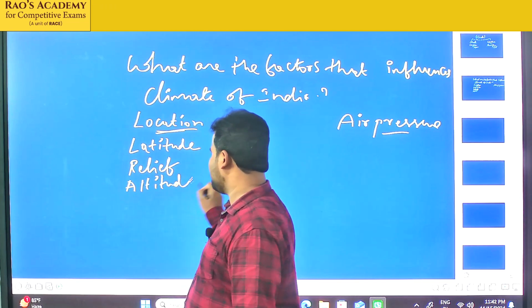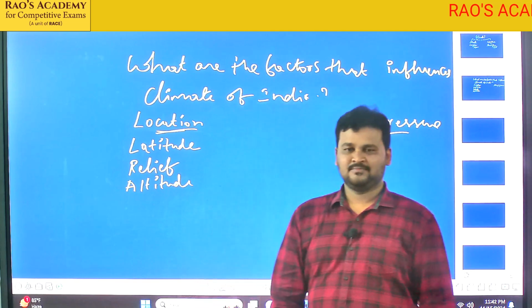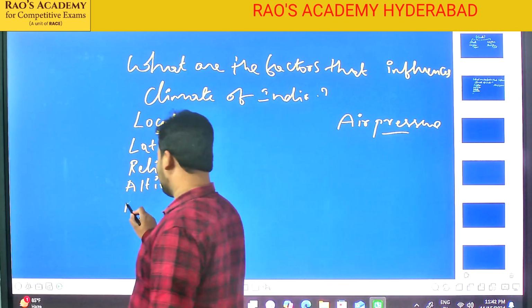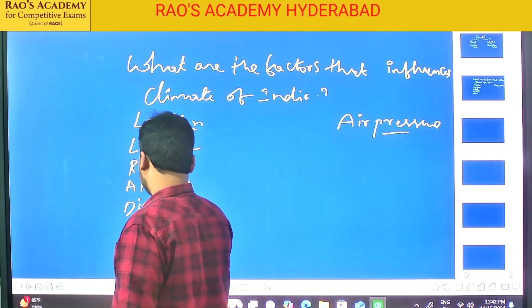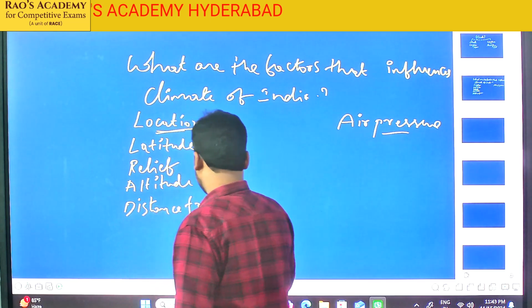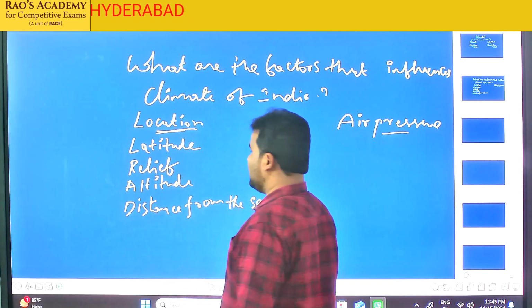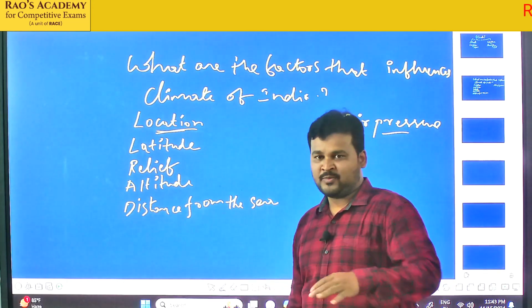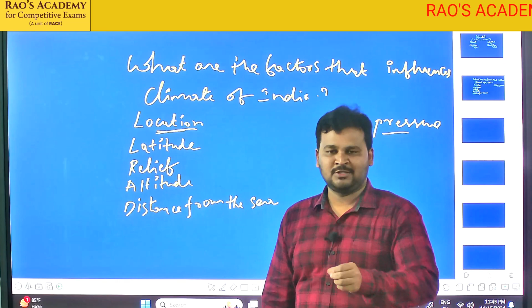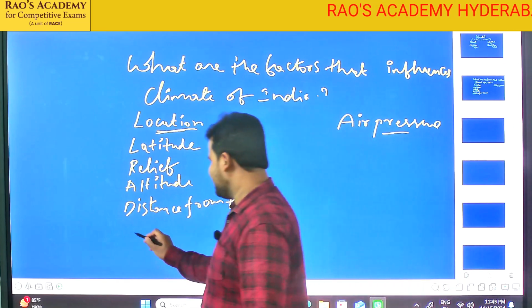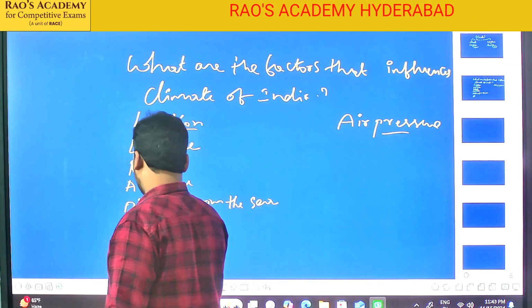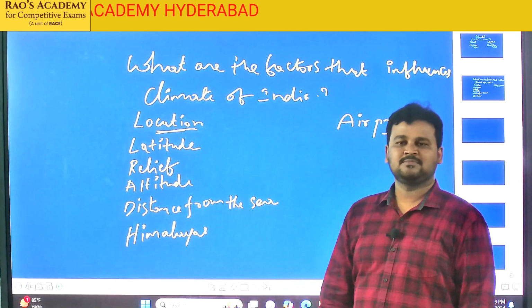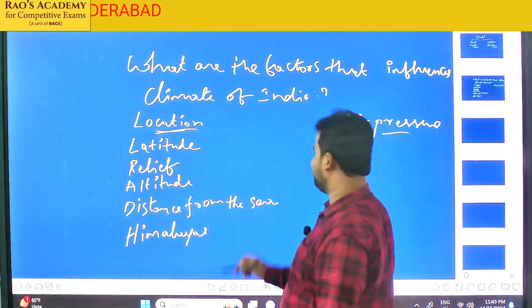India's altitude and also distance from the sea. Distance from the sea also influences the climate of India. So that's the thing you have to know here. And also the location of the Himalayas. The Himalayas are located in the northern part of India, so they also influence the climate of India. We need to discuss the extent and location of the Himalayas. The Himalayas are also one of the factors that influence the climate of India. That's the thing you need to know here.